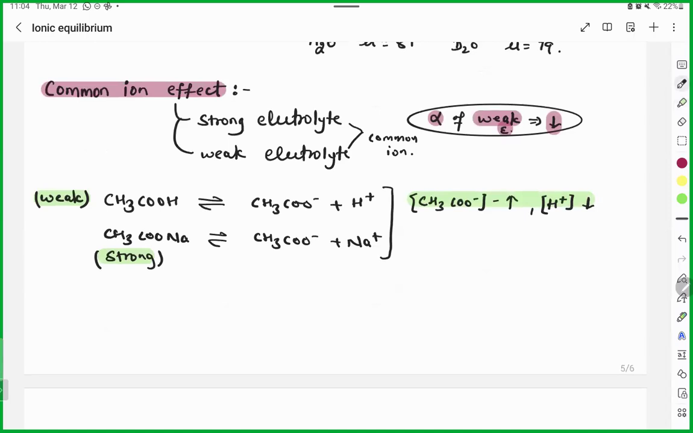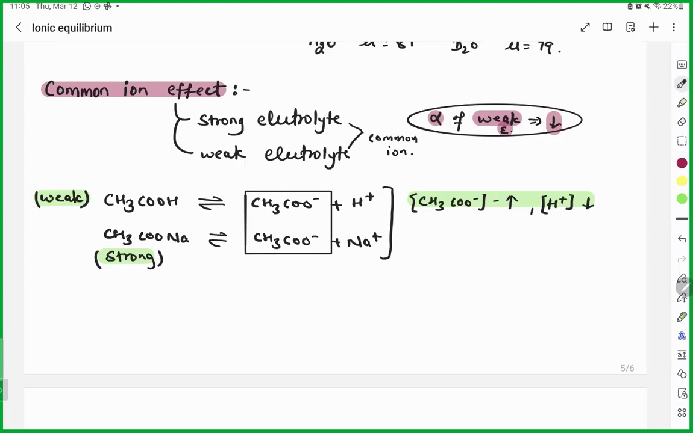In this common ion effect, you have a common ion, CH3COO negative. If you are mixing both of them, your CH3COO negative concentration will increase. So overall, your H positive concentration will decrease, and that is the common ion effect.